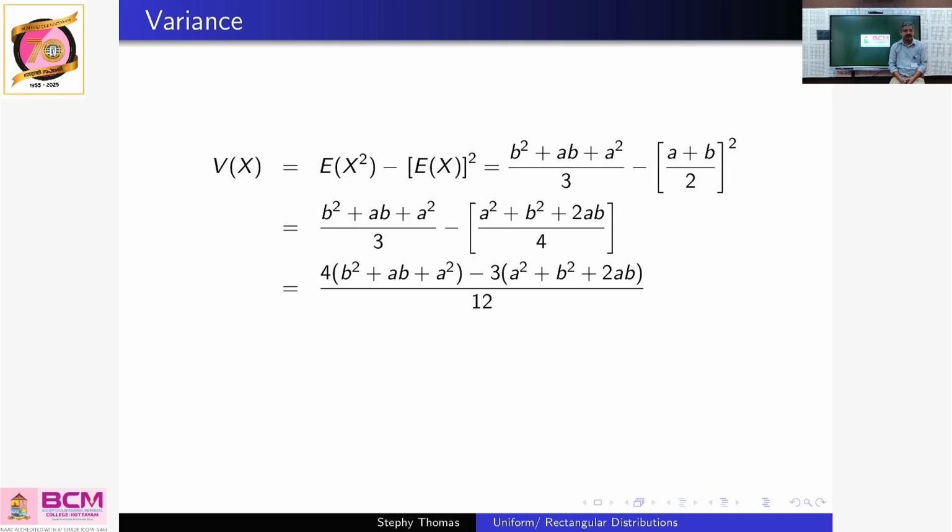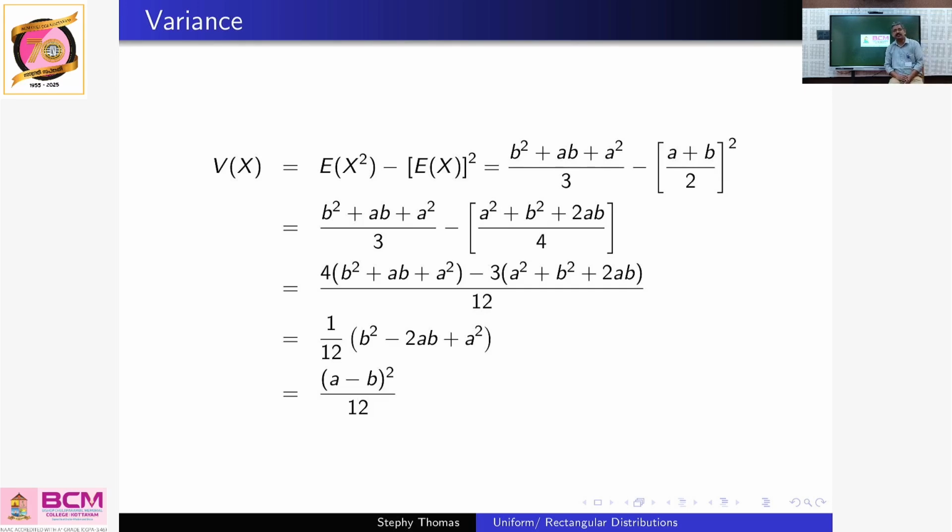So that becomes, we can see that 4b square minus 3b square is there. So only one b square will remain, and similarly the case with a square. And we can see that 4ab minus 6ab is there. On simplification it becomes b square minus 2ab plus a square, that is equal to a minus b the whole square divided by 12.